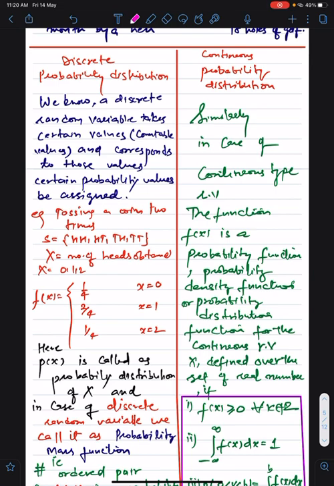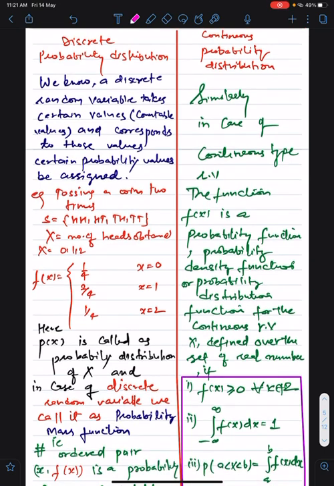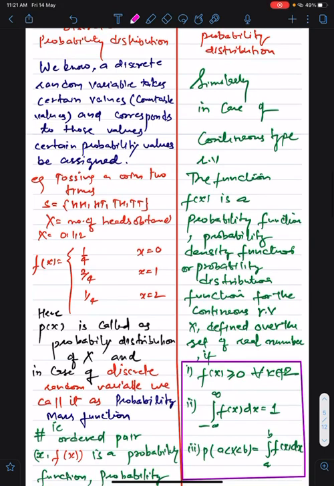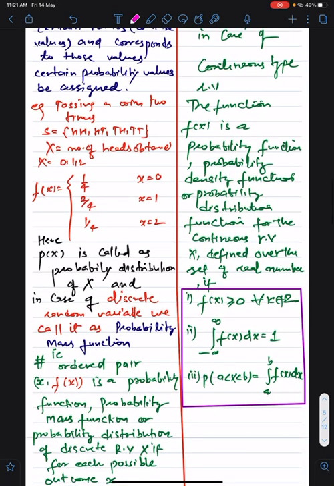So we know a discrete random variable takes certain countable values. Countable means we can count them, or you can put them in a one-to-one correspondence with the set of natural numbers. If it is possible, then you can call that set a countable set. And for the values that your random variable takes, as we have done in an earlier video, you have a probability value corresponding to each value. So let us see some examples.